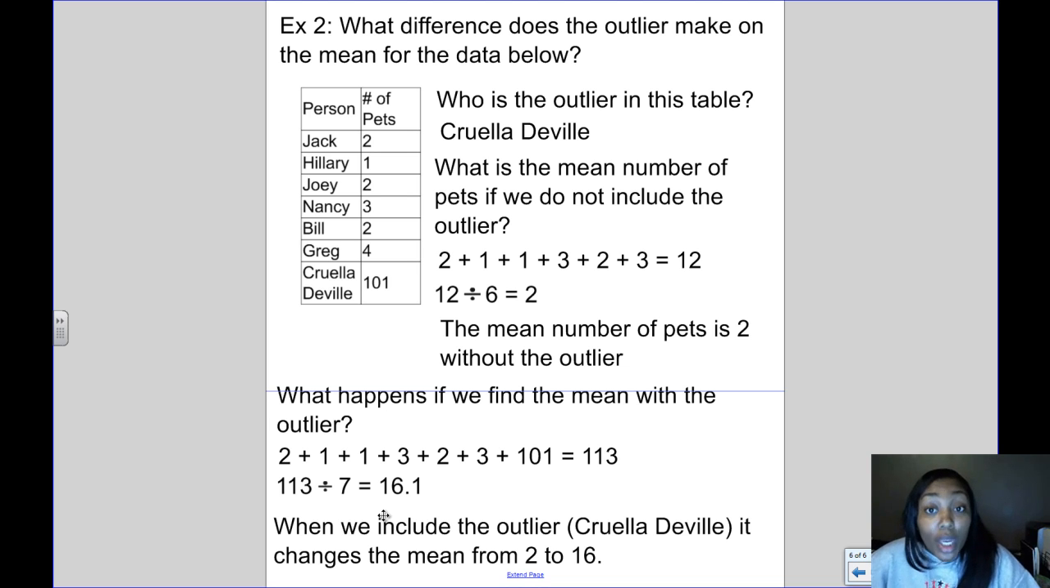You do want to at least recognize when you have an outlier, and also analyze what the outlier is doing to your mean or your measure of center. So keep in mind that the mean or the average is the number that evens out or balances a set of data, and you can find the mean by adding up all of the numbers and dividing by the number of numbers.